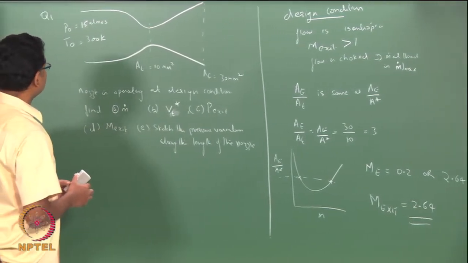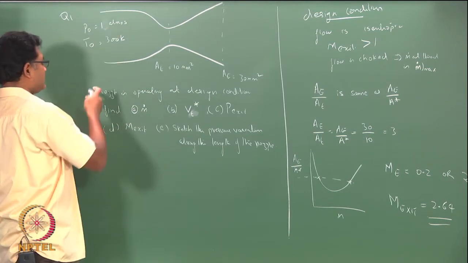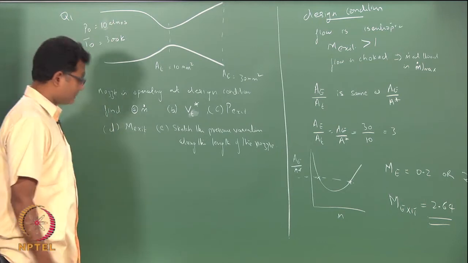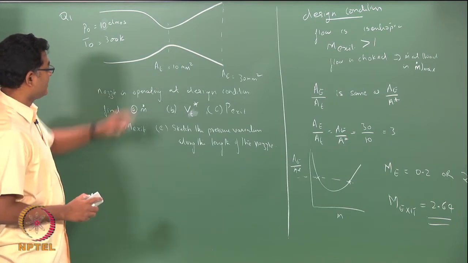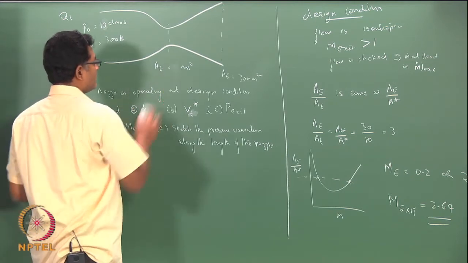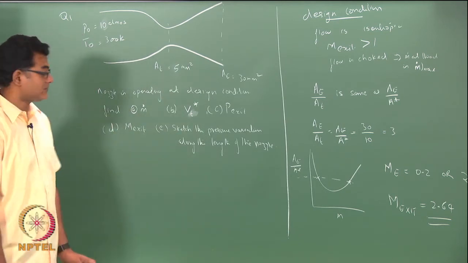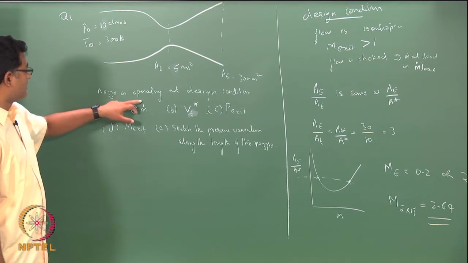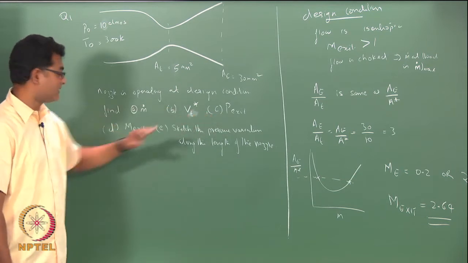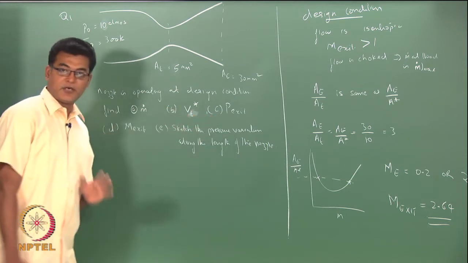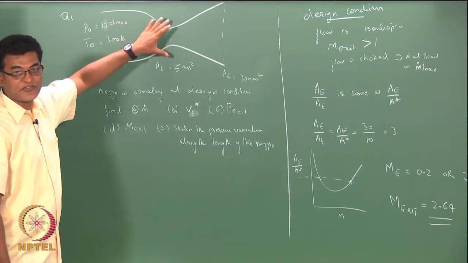So, the next question is, let us go back to the first question where my P0 is 10 atmospheres. Now, I change my A throat to 5 millimeter square. Again it is in the design condition, find m dot, V star, P exit, m exit and sketch the pressure variation. So, the nozzle is now different.